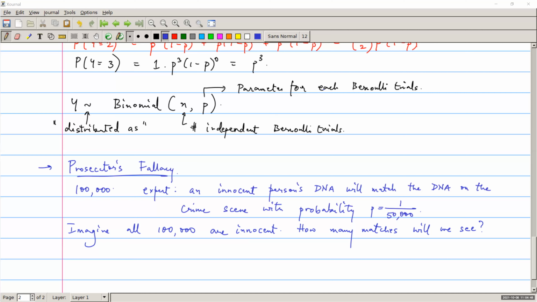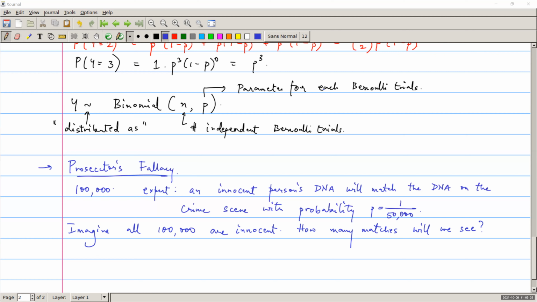Okay, it's also possible that no one will match. It is also possible that one person will match, two people will match, three people will match, four people will match, and anything. So any number of matches is actually quite possible. Okay, so how do we think about this? Given the context that we are talking about independent Bernoulli trials and binomial variables, let's try to analyze this.